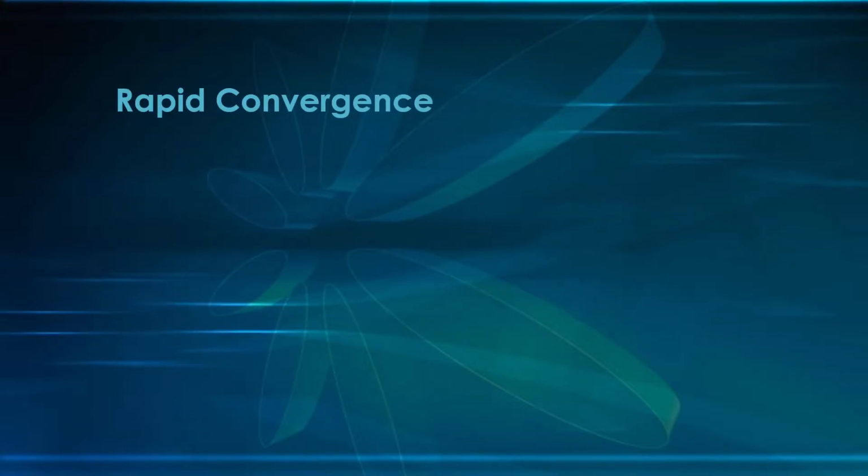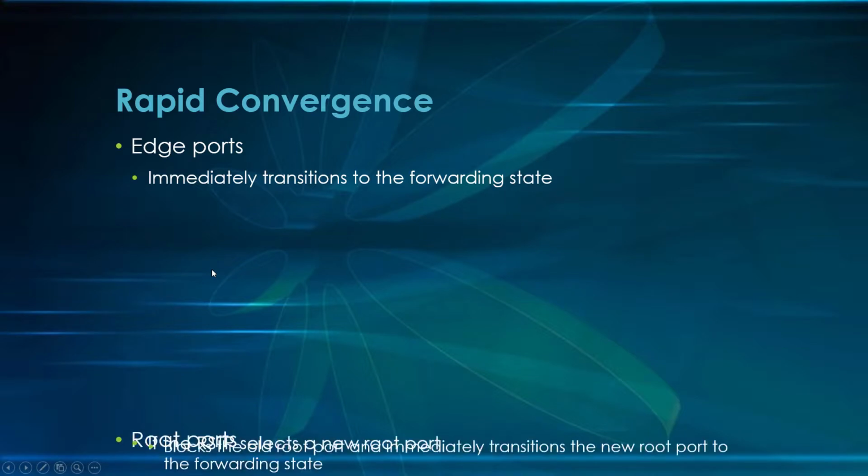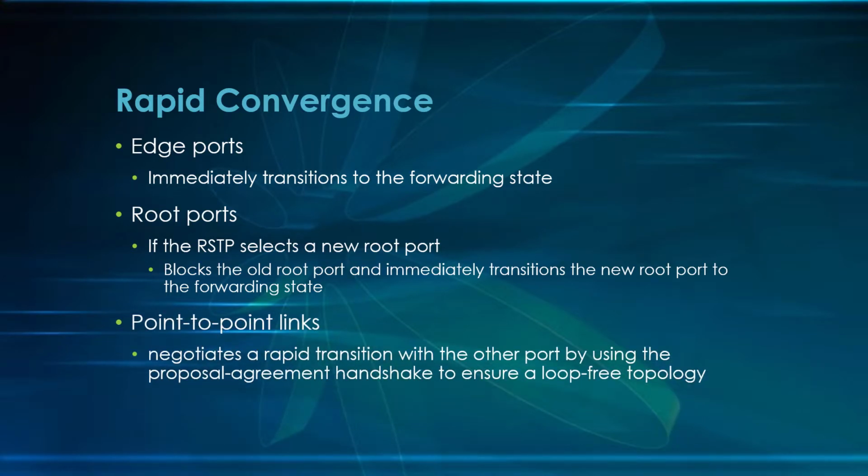Now when it comes to rapid convergence, we have edge ports, which immediately transition to the forwarding state, as we previously stated. And we have the root port. If there's a new root port, spanning tree protocol blocks the old root port and immediately transitions the new root port to the forwarding state. This is how it's able to recover from a failure. And then we have the concept of point-to-point links, which negotiate a rapid transition with the other port by using the proposal agreement handshake to ensure a loop-free topology.